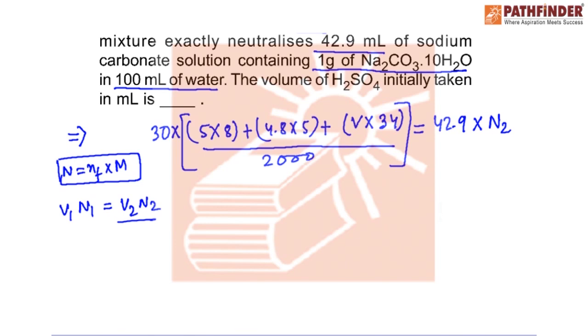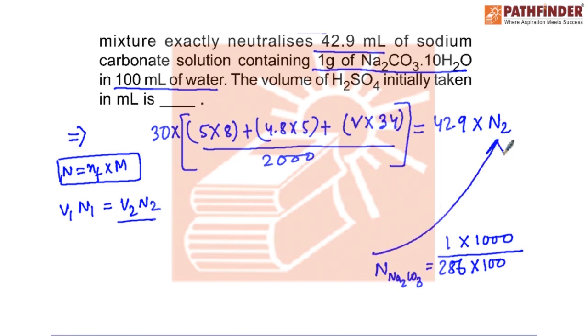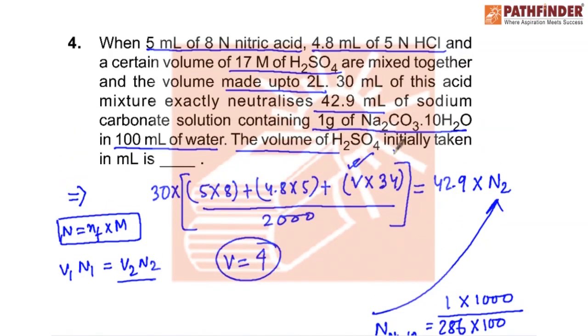Now what should be the value of N2 here? See, N for sodium carbonate is equal to the mass of sodium carbonate, which is 1 gram given, times 1000, divided by the molar mass of sodium carbonate decahydrate, which you can easily find out, it will come out as 286, times 100 ml, the volume of the solution. Now we equate this value over here and solve to find V. As you solve it, you will find the value of V is equal to 4. So the volume of sulfuric acid initially taken is 4 ml. So you have got your answer.